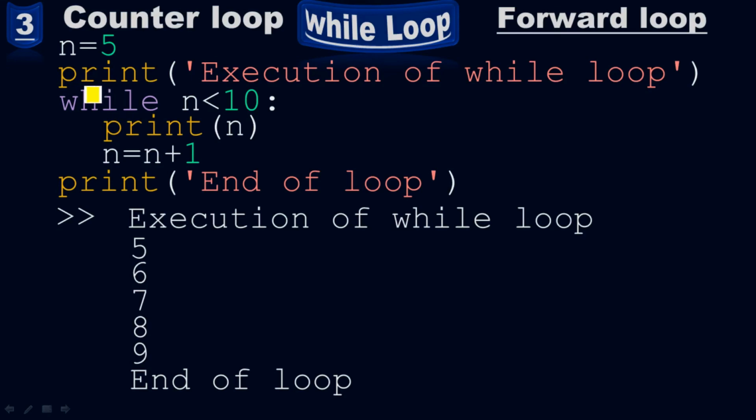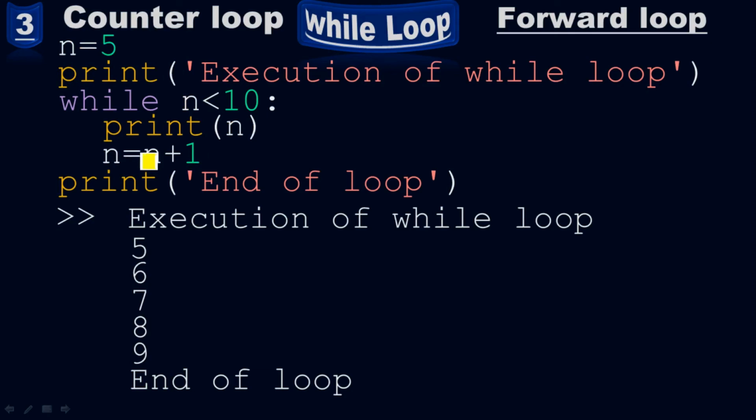Now the while loop starts from here. So while n is less than 10, it means that it will start from 5 until 9, because 10 is not included. Less than 10 is 9: 5, 6, 7, 8, 9. Print of n, and n equals to n plus 1. This is the formula for the counter. As I said, don't forget, whatever variable name you have here, you have to put it here, and also for the print, and also here.